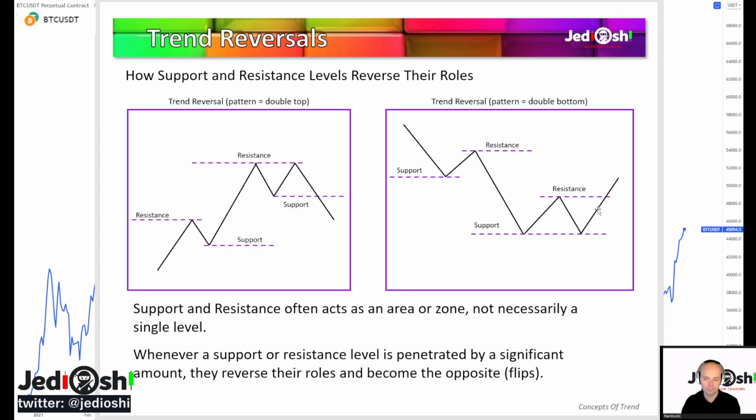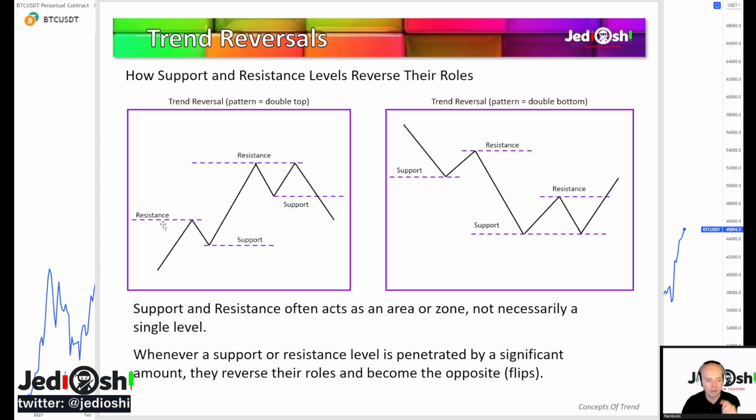The other key note that you need to know is that support and resistance often acts as an area or a zone. It's not necessarily a hard and fast line in the sand. It's more of an area. And we'll see that on the chart. We draw these as hard lines, but this is more of an area. You come up to about this area, you fall back.